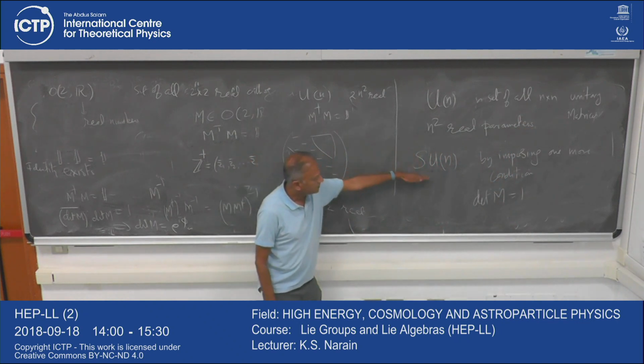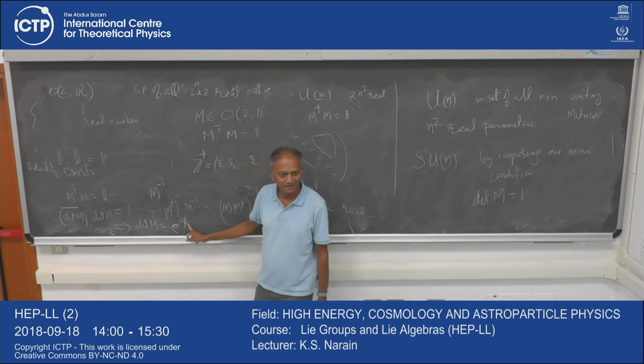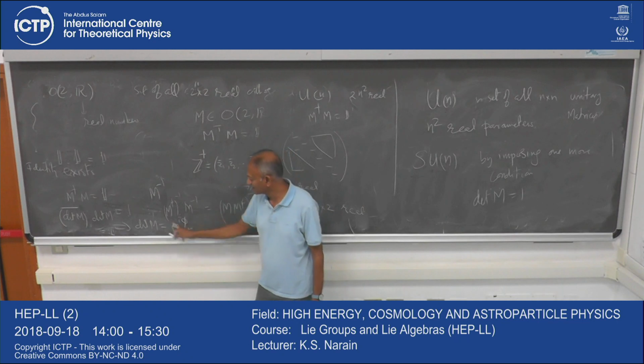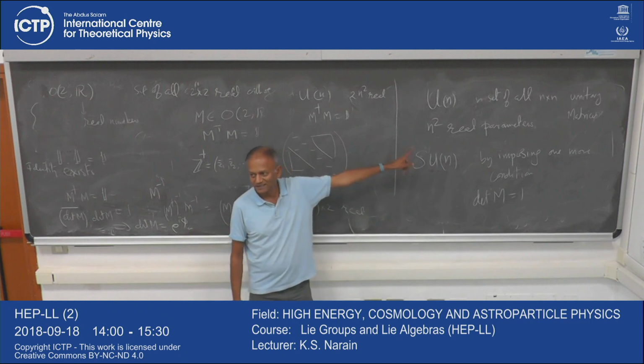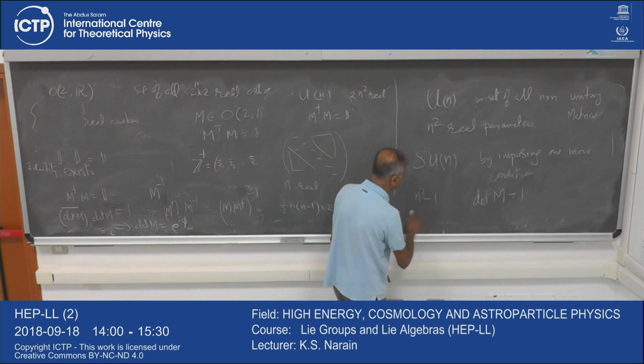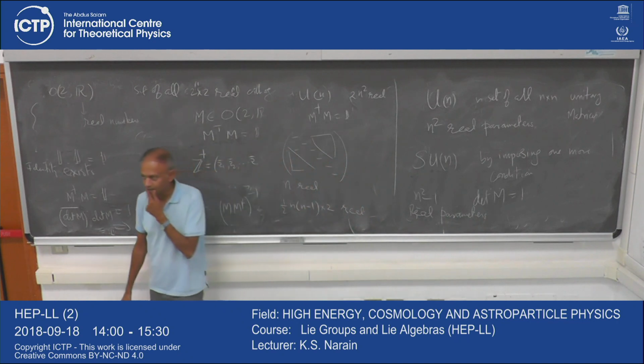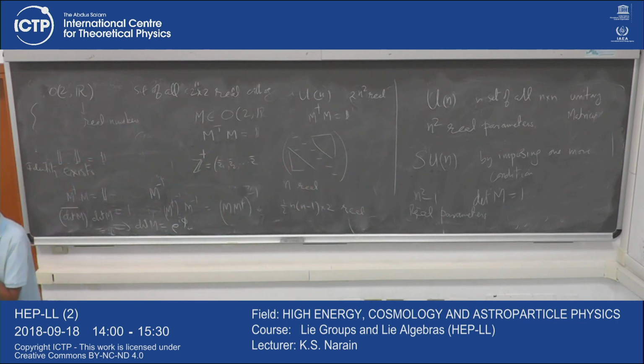And when I go to SUN, as we saw, this determinant condition just gives you 1. Determinant is only a phase. So when I set this equal to 1, I have to just set phi equal to 0. So one of the parameters is set to 0 here. So this has n square minus 1 real parameters. So that's the way the counting goes.